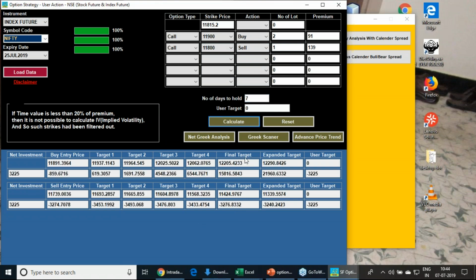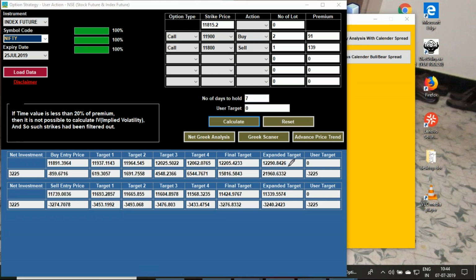So calculate. You have found out that okay, promising profit, if it comes to 12,200, excellent profit comes. If it falls down to 11,300 or 400, losses are here like this.